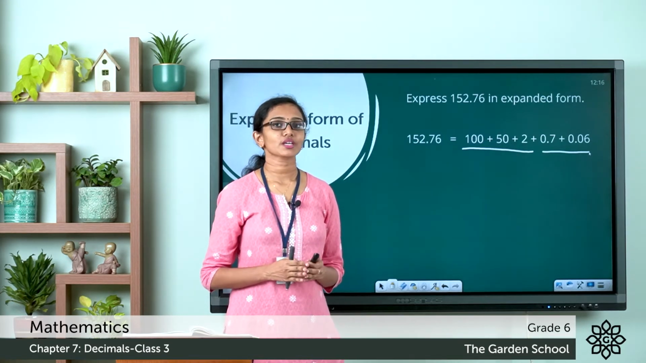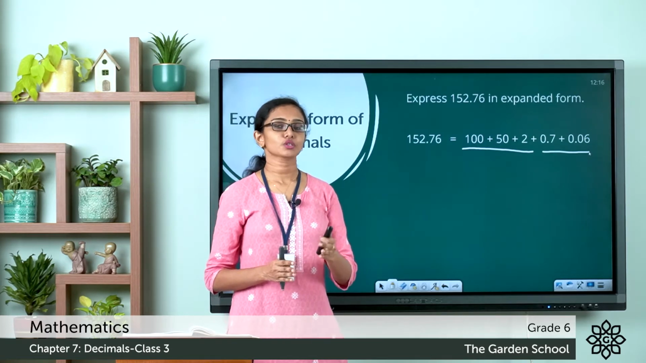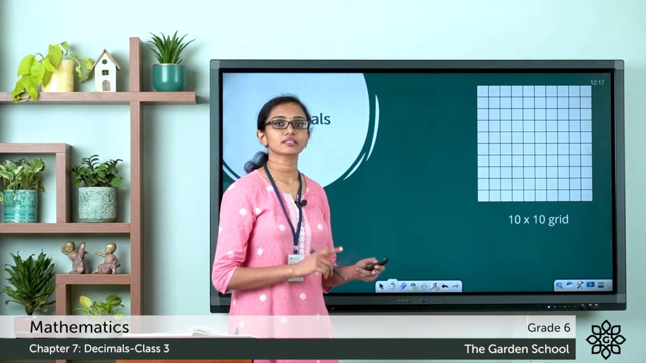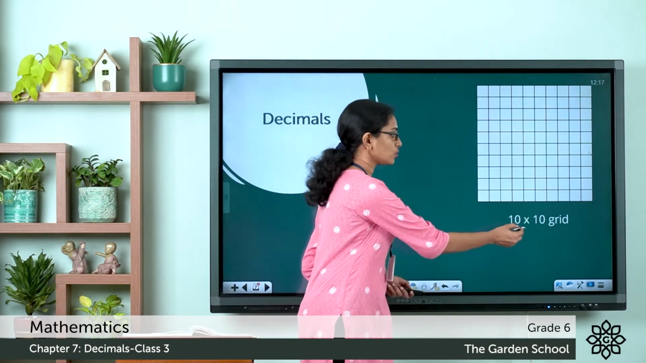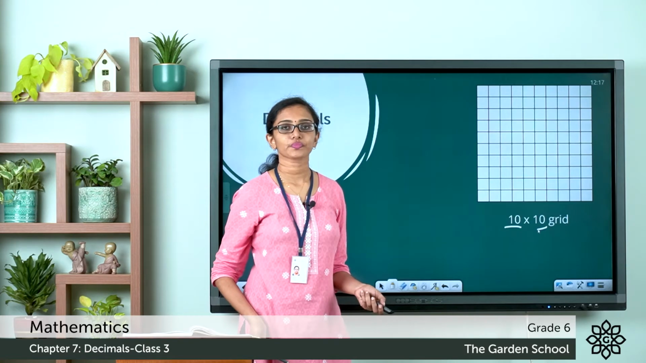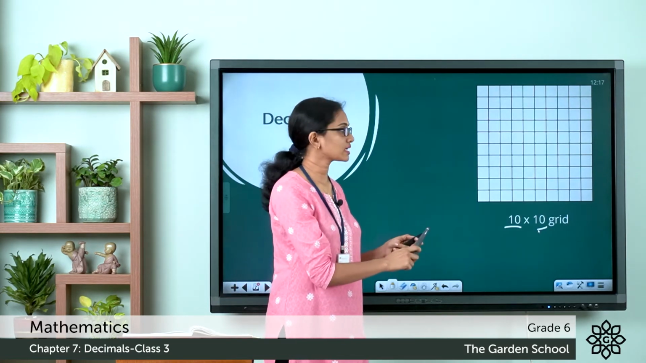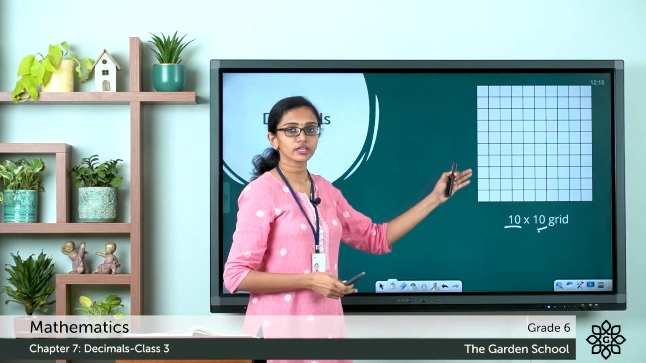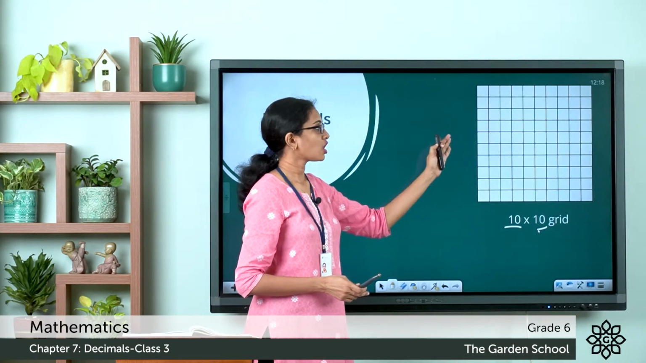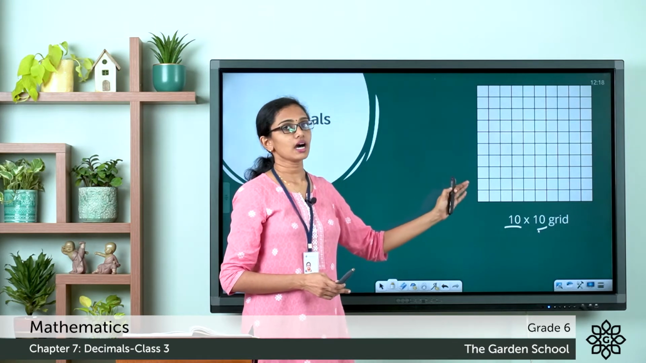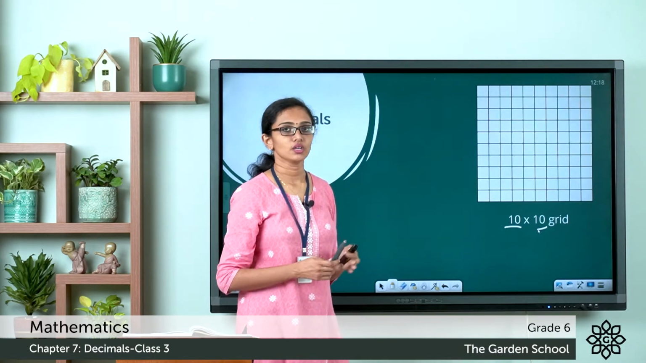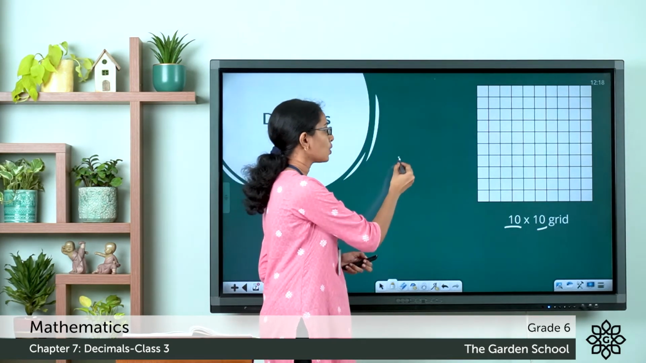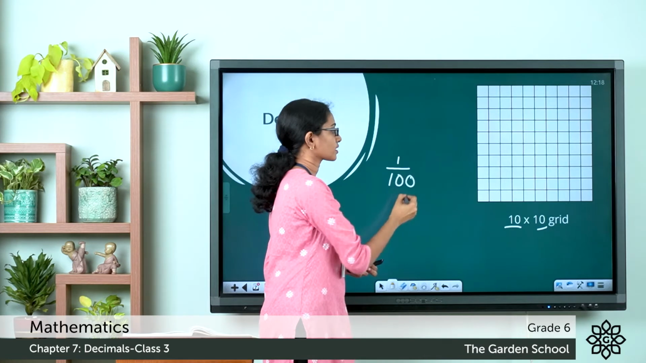Now let's see the representation of decimal numbers using square grids. You see this grid here, this is a 10 by 10 grid. This means that there are 10 rows and 10 columns. So you can see a square is being divided into 10 rows and 10 columns. So when you divide the square into 10 rows and 10 columns, how many smaller squares are there? There are a total of 100 squares here. So you can say each smaller square will represent a value 1 by 100.